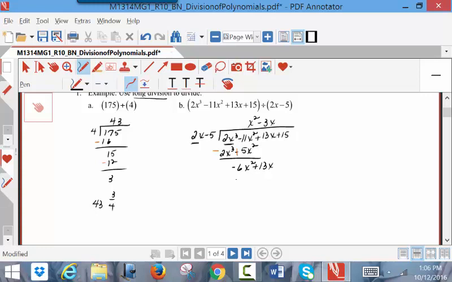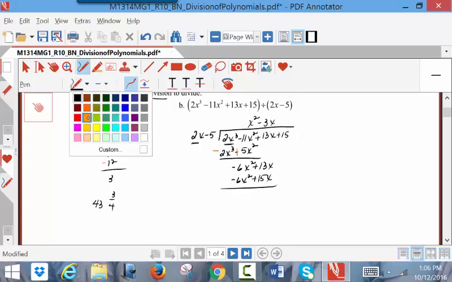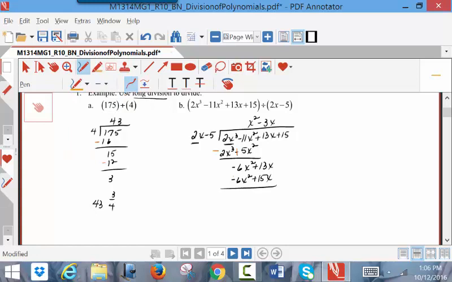Then we multiply through. Negative 3x times 2x is negative 6x squared. Negative 3x times negative 5 is positive 15x. We don't forget we're supposed to be subtracting, so we change the signs and add, because we're adding the opposite now. The first column adds to 0 like it's supposed to, and I get negative 2x, and I bring down the plus 15.